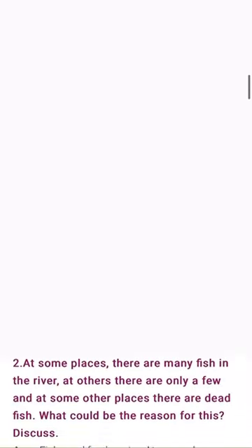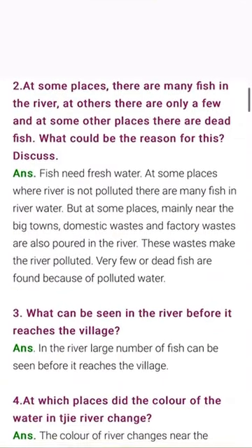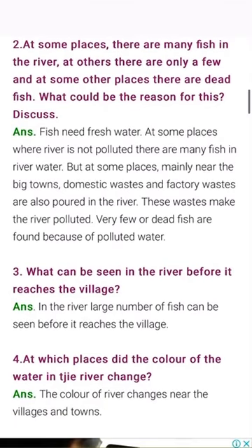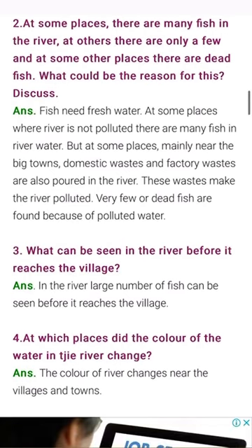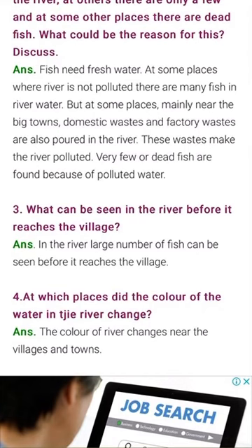2. At some places, there are many fish in the river. At others there are only a few, and at some other places there are dead fish. What could be the reason for this? Discuss. Answer: Fish need fresh water. At some places where the river is not polluted there are many fish in the river water. But at some places, mainly near the big towns, domestic wastes and factory wastes are poured in the river. These wastes make the river polluted. Very few or dead fish are found because of polluted water.